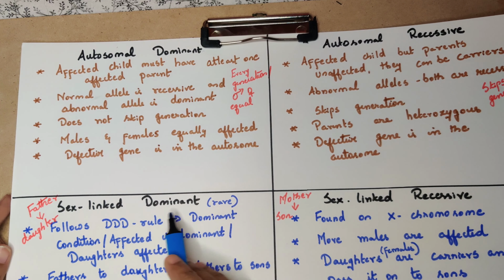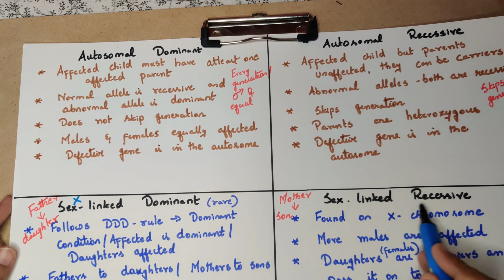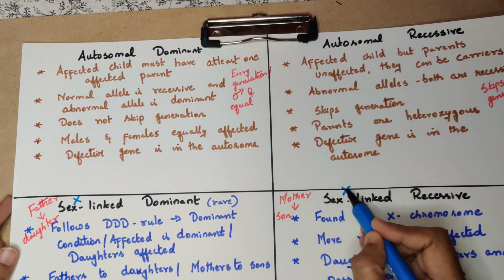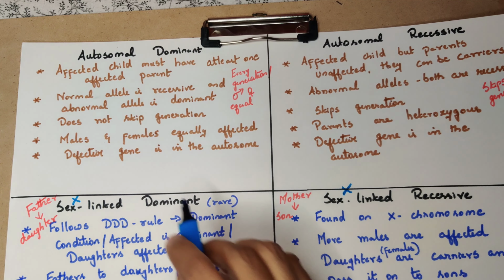Then we have sex-linked, or we call it as what? Exactly, it is X-linked. And sex-linked recessive, otherwise called X-linked. So it is better we always represent it as X-linked recessive. And these are the 4 types of inheritance that we are going to look into. So look at the first one, autosomal dominant.